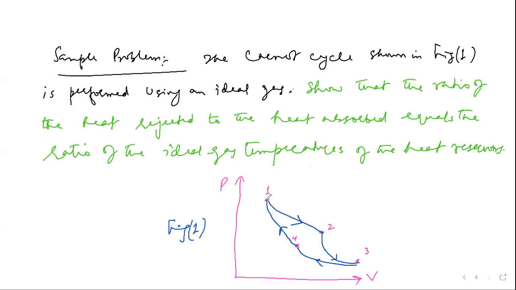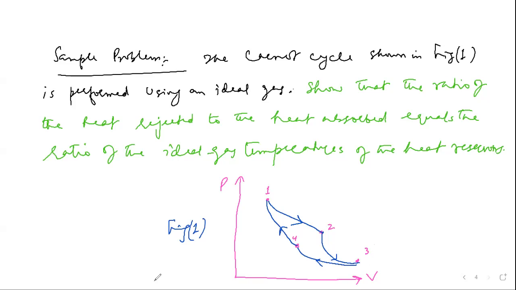So 1 to 2, there is isothermal expansion taking place. 2 to 3, adiabatic expansion. 3 to 4, isothermal compression, and 4 to 1, adiabatic compression. Now I repeat the question.